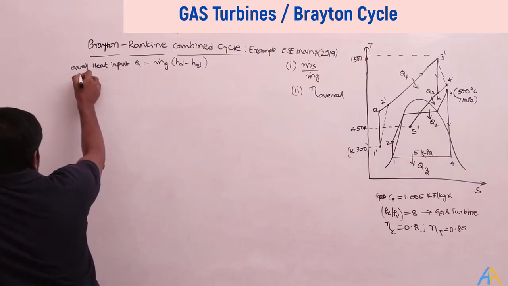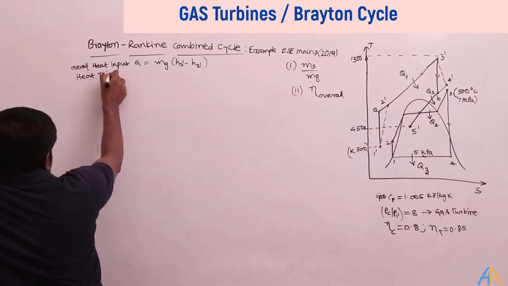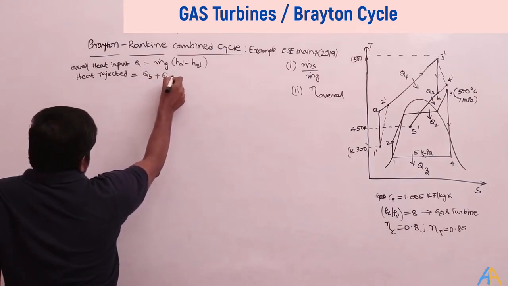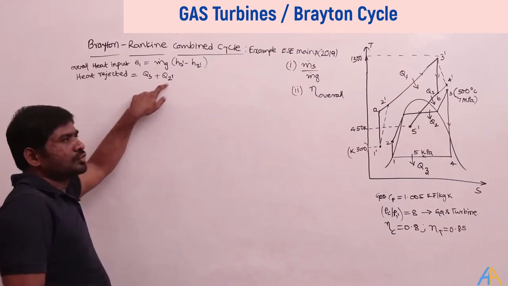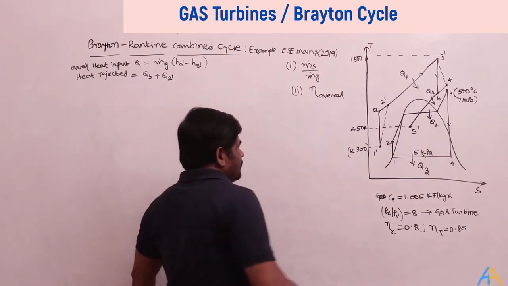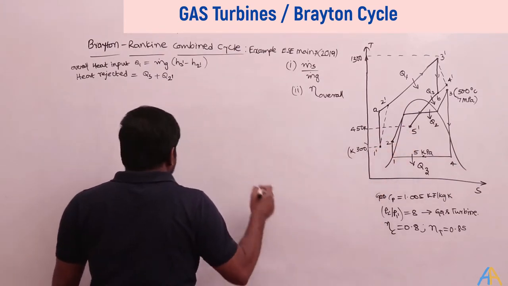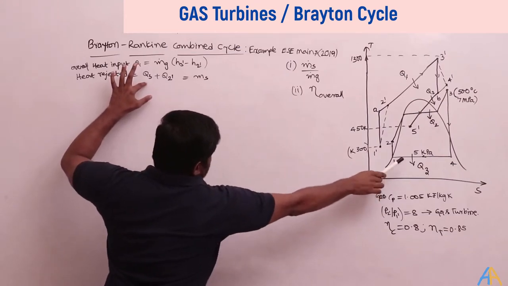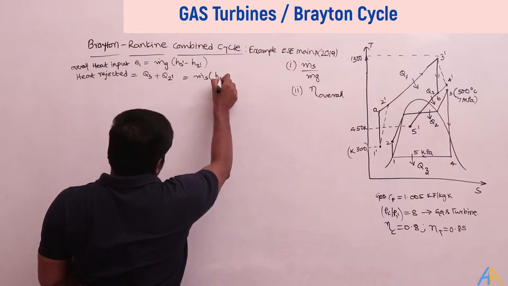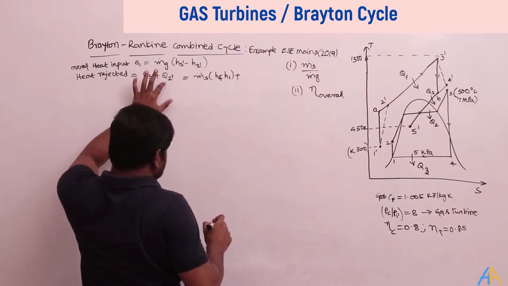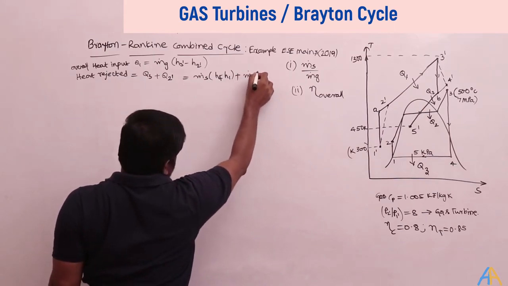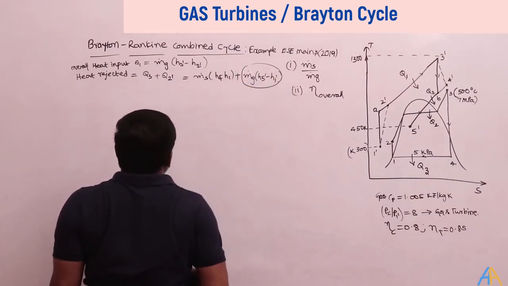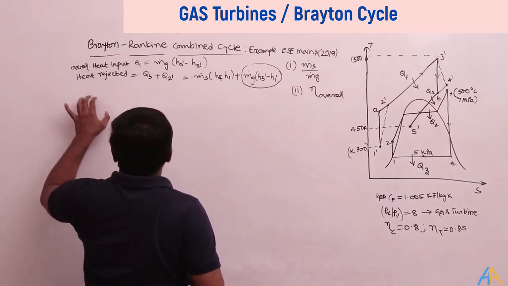And what is the heat rejection? Heat rejected equal to Q3 plus Q2 dash. What is the Q2 dash? Q2 dash is different from the Q2. Q2 dash is from the 1 dash to 5 dash, because of that the cycle is not completed. So here for Q3 it is m steam. Q3 is during the steam cycle, right? So m steam dot into H4 minus H1, plus Q2 dash, which is again gases, right? So mg dot into H5 dash minus H1 dash. Understood? This portion also is missing, right? So this is the overall heat rejected.